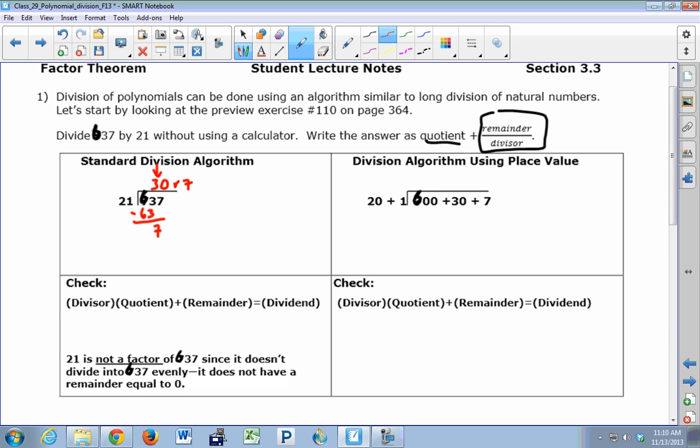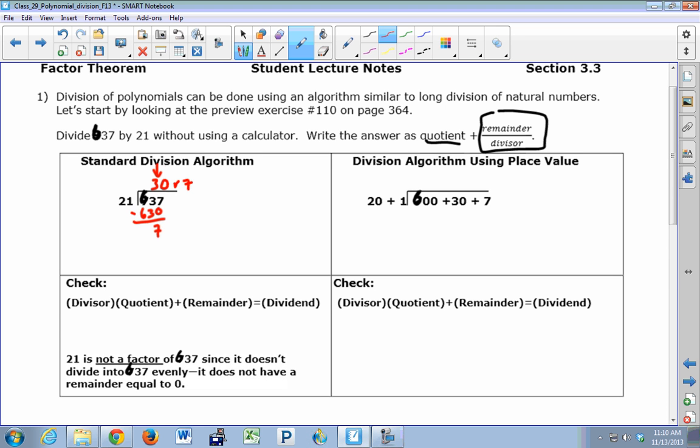You write it above the tens place. So it's really not 3, it's 30. All right, and then when we do this subtraction, what we're really doing is 630, and then we're bringing the 7 down. So the place value is important. Where you put the 3 and where you put the 0 is really important.